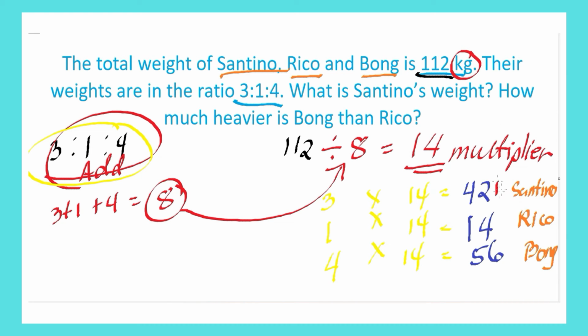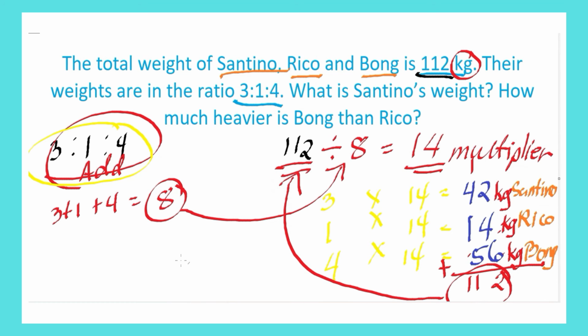And remember that we have a unit of measurement here, which is kilogram. So you're just going to put it. Never forget that. Now let's check if our answers added will get the sum of 112. Let's just add this one. So we got 112. So our answer is correct.